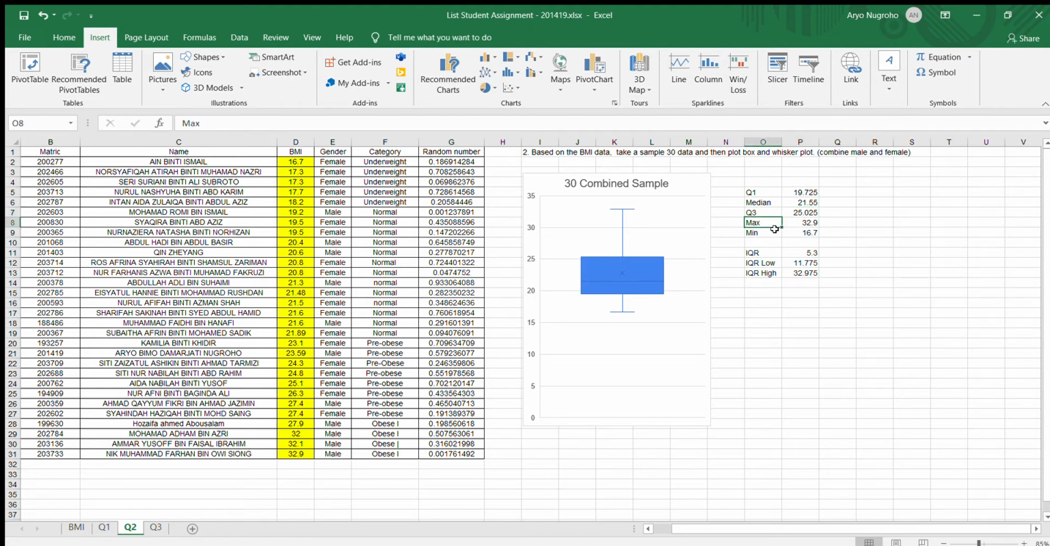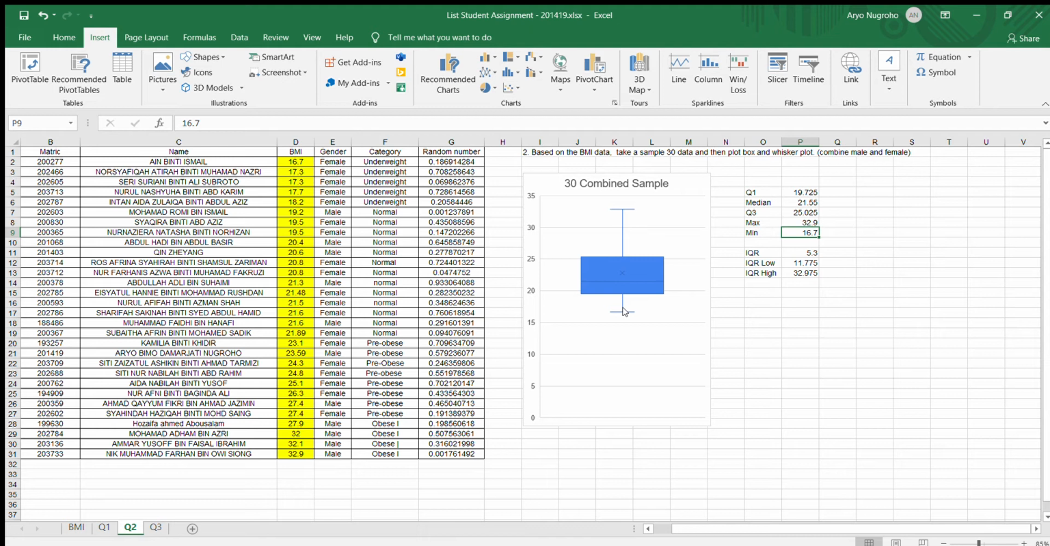And next, we move to the maximum. The maximum also represents the extreme value of the box and whisker plot. The extreme value is the top line in this. It represents the highest value available in the sample, which is 32.9. And the minimum value represents the extreme low of the box and whisker, which is 16.7.